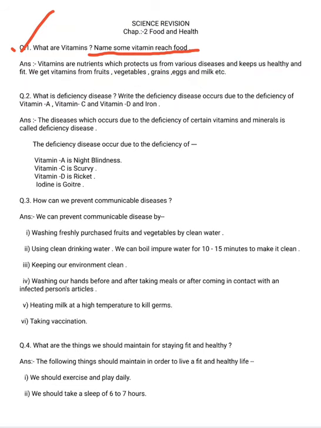So let us take the second question. What is deficiency disease? Deficiency diseases occur due to the deficiency of vitamin A, vitamin C, vitamin D and iron. Students, you all know that vitamins and minerals are very important for our body. Different vitamins have different activities in our body.